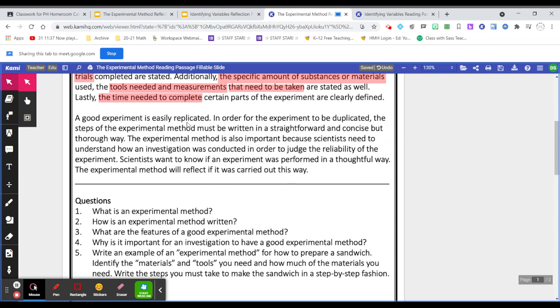Finally, a good experiment is easily replicated. In order for the experiment to be duplicated, the steps of the experimental method must be written in a straightforward and concise but thorough way. The experimental method is also important because scientists need to understand how an investigation was conducted in order to judge the reliability of the experiment. Scientists want to know if the experiment was performed in a thoughtful way. The experimental method will reflect if it was carried out this way. So, what is the reasoning that we write our investigation out the way that we do? What do we want other people to be able to judge?